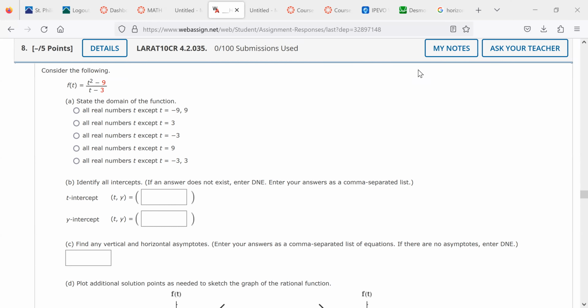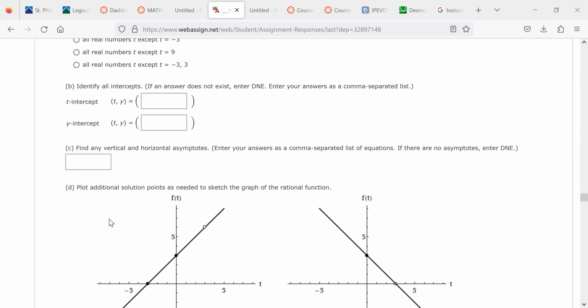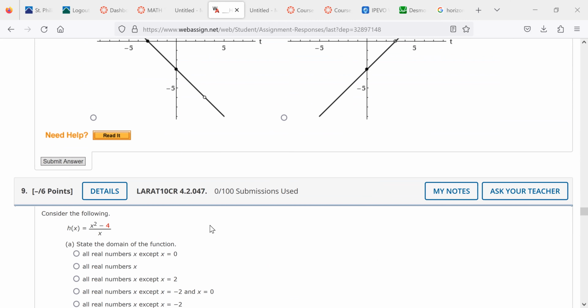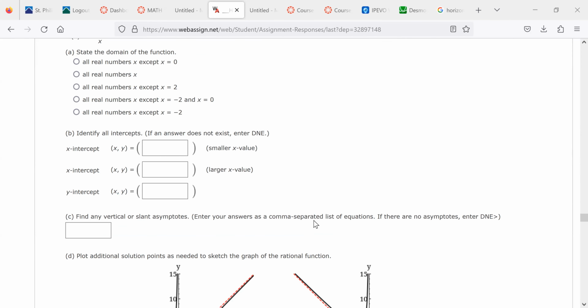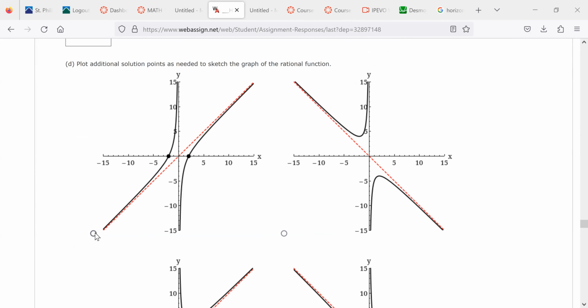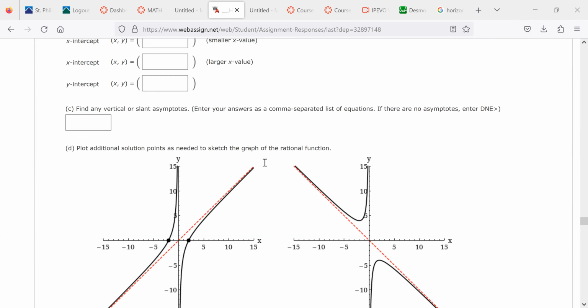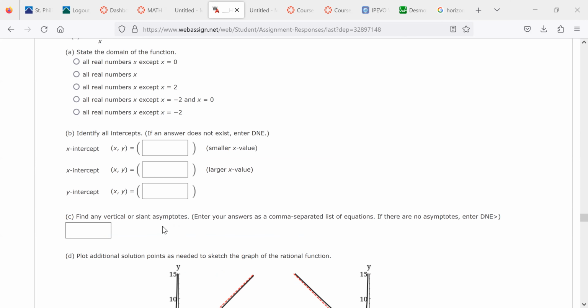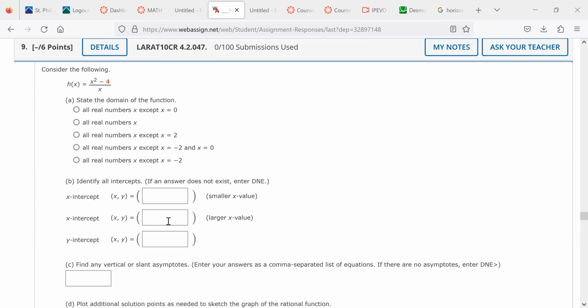For D, there's an extra step right here. Same with 9. See how they're actually doing the oblique part? They didn't add, oh, here it is. Find any vertical or slant. Like they use the word slant instead of oblique. Same thing.